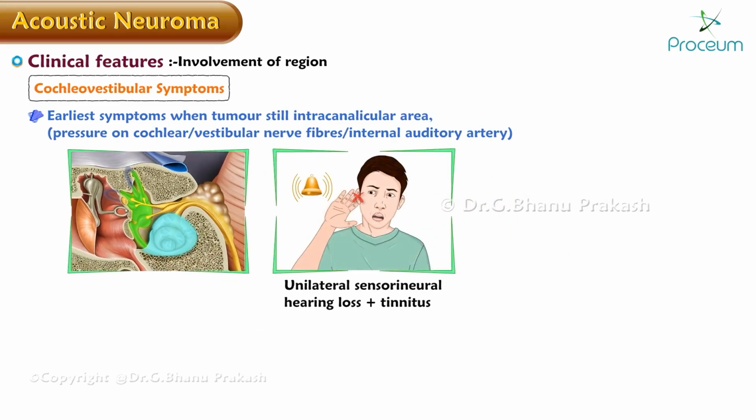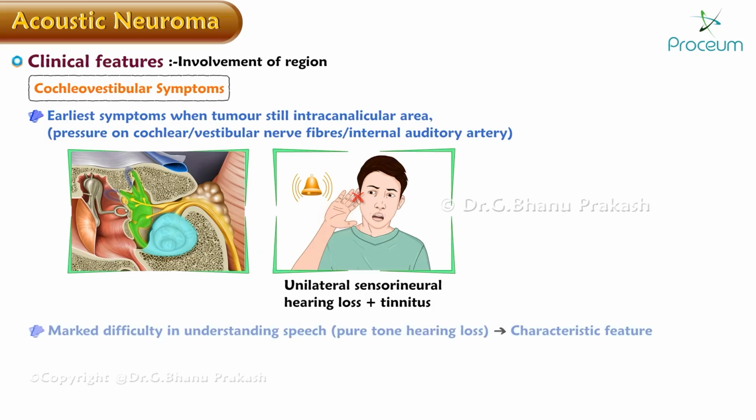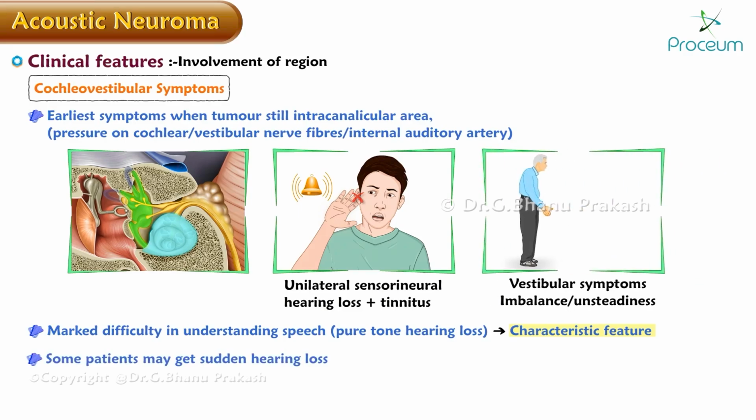Progressive unilateral sensorineural hearing loss, often accompanied by tinnitus, is the presenting symptom in a majority of cases. There is marked difficulty in understanding speech, out of proportion to the pure tone hearing loss. This is the characteristic feature of acoustic neuroma. Some patients may get sudden hearing loss. Vestibular symptoms seen are imbalance or unsteadiness. True vertigo is rarely seen.